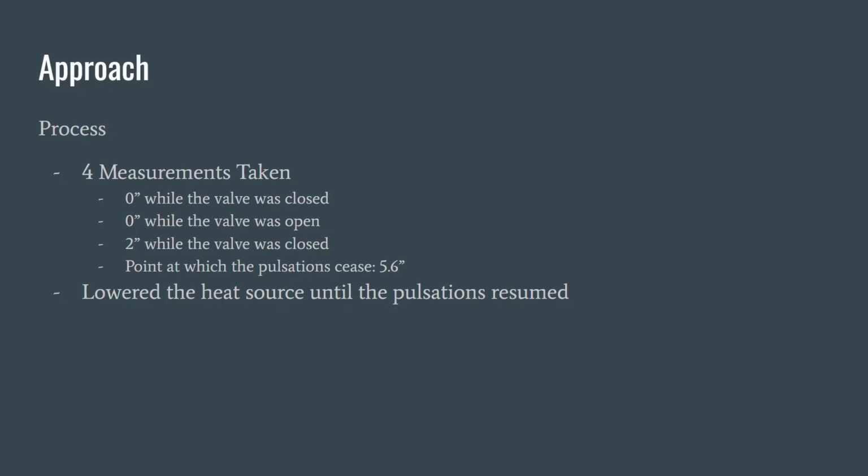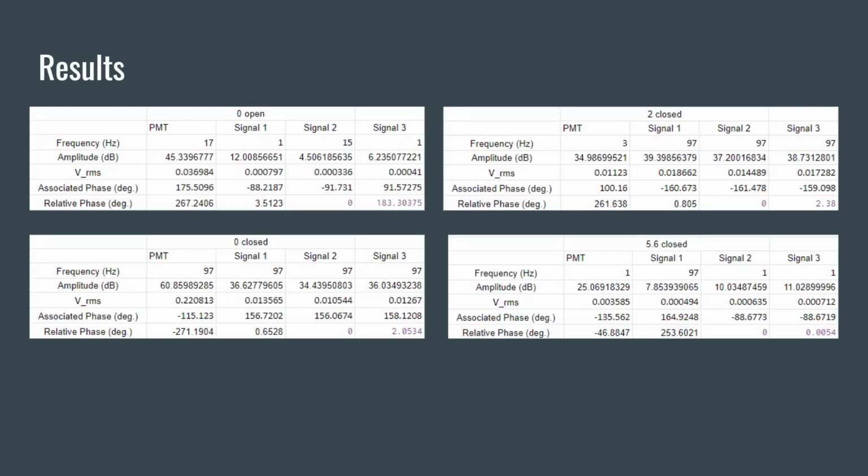Finally, although this wasn't measured, we lowered the tube until the pulsations resumed, which ended up being close to 0 inches and not at 5.6 inches as some people might expect. So as previously stated, the oscilloscope took 4 data points: 0 open, 0 closed, 2 closed, and 5.6 closed.